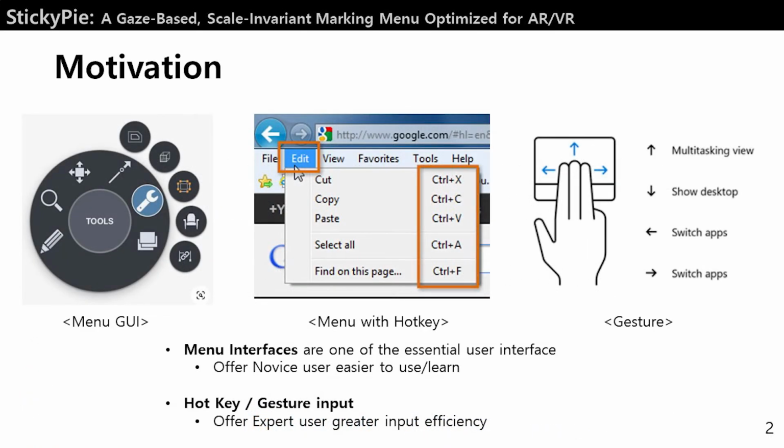GUI menu interfaces help novice users because they enable users to input a command or select an item by navigating through the GUI interface, and don't require the users to have prior knowledge about the structure of the menu. However, for expert users, navigating these GUIs can be cumbersome and slow. Thus, many applications also provide hotkey functionality to offer expert users greater input efficiency.